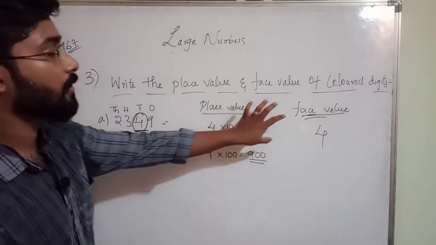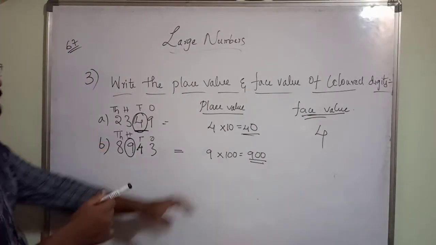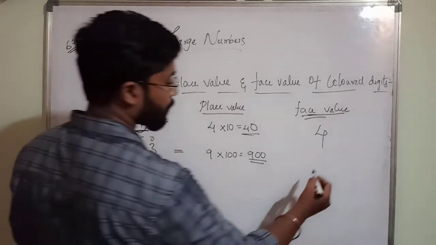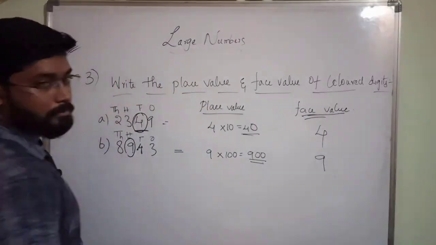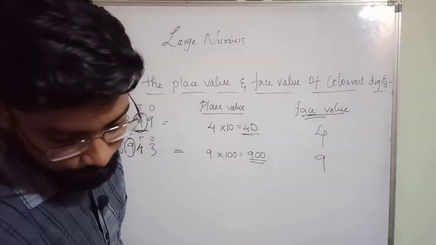Then what is the face value? What is this number, by looking at the face? Face means by looking at the face of the number. Face is 9. That's all. See. What is the number next one?